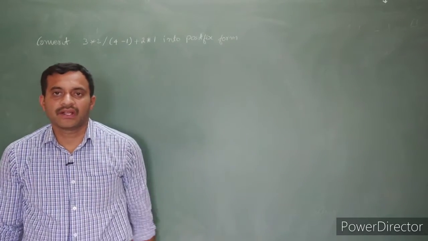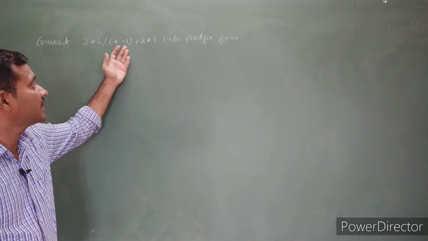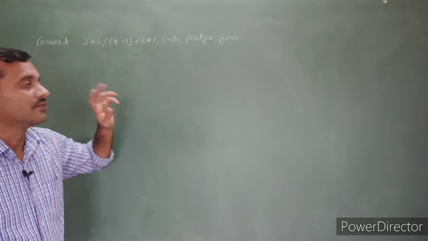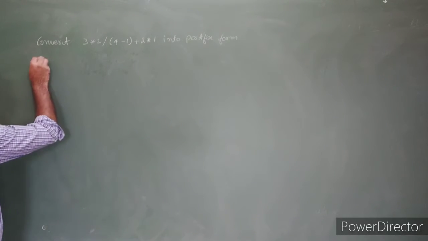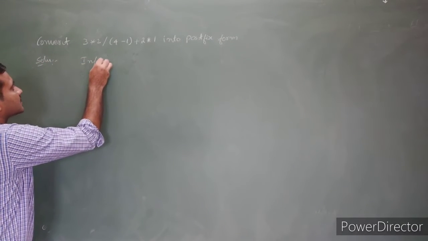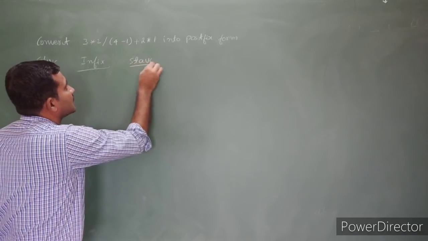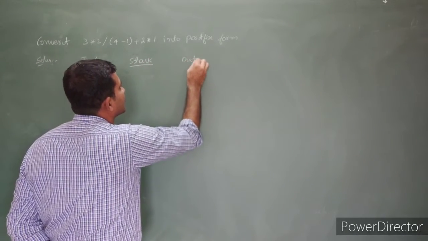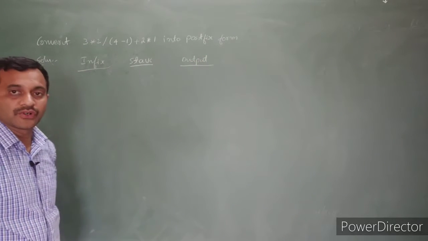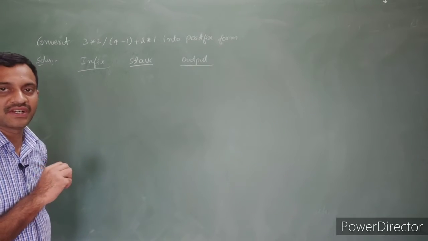Let's consider an example. Convert 3 * 2 / (4 - 1) + 2 * 1 into postfix form. How to convert? See here. First there is an infix column. Next one is stack. Next one is output. Make 3 columns: infix, stack, then output. Read one character from the given infix expression.